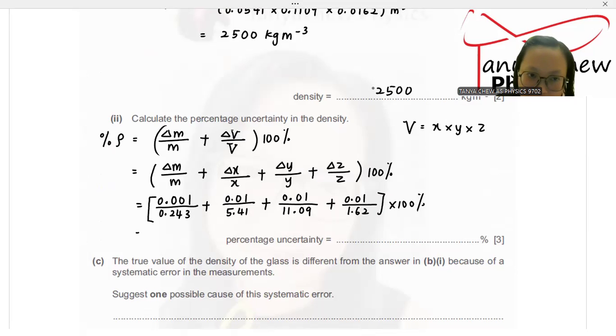And remember, let your calculator handle it. And one more thing about the rule of percentage uncertainty: percentage uncertainty can be recorded in 1 to 2 significant figures only. So I'm going to put it in terms of 2 significant figures, which is 1.3%. So 1.3% is the answer.